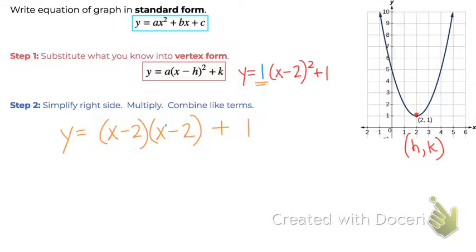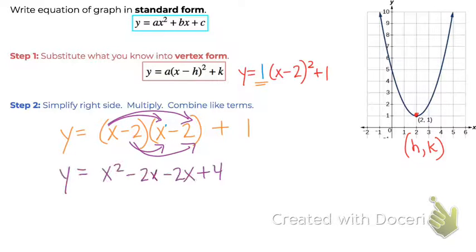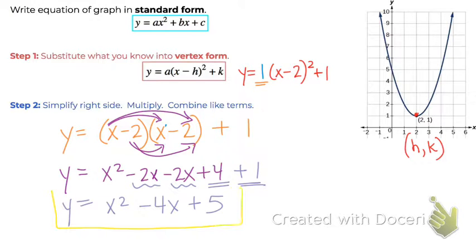Now we need to use the FOIL method to distribute this. And we still have our plus 1. Now we're just going to combine our like terms. And then this is what we have. This is the equation of this parabola written in standard form, where it's some number multiplied by x squared plus some number multiplied by x plus a constant at the end.